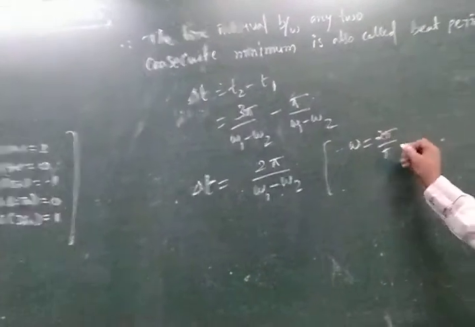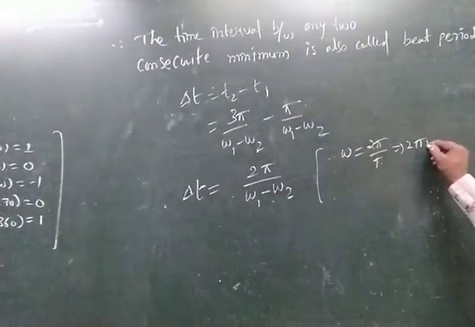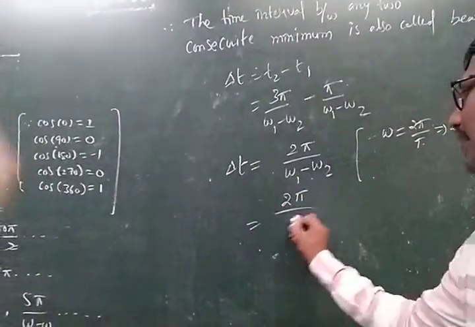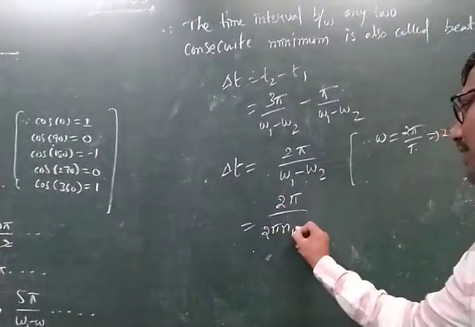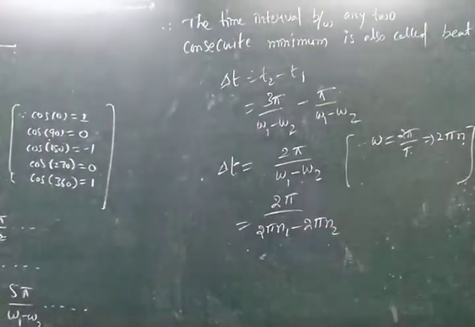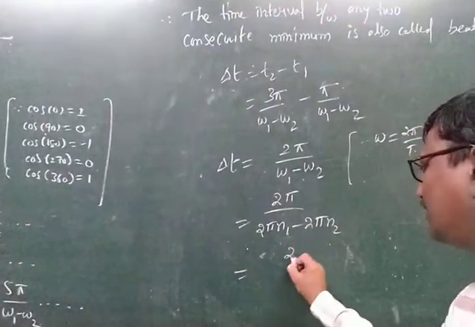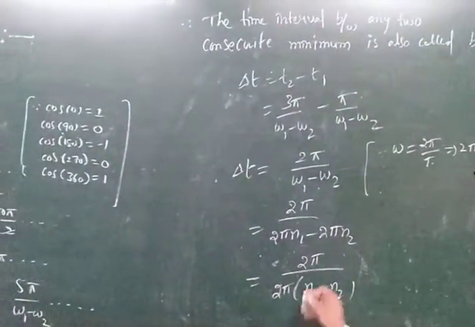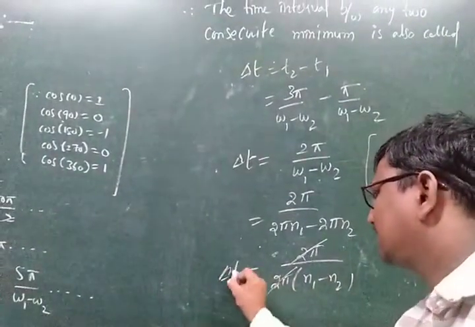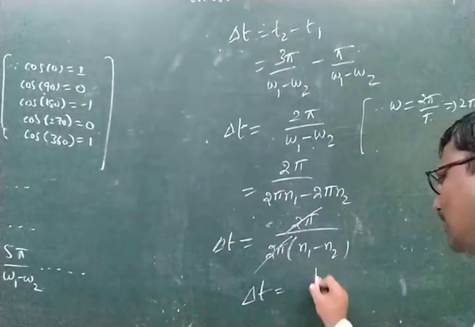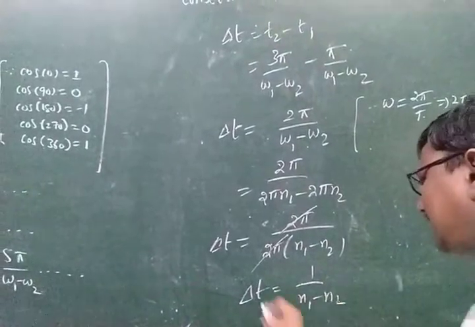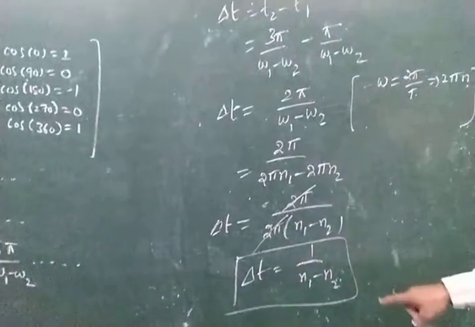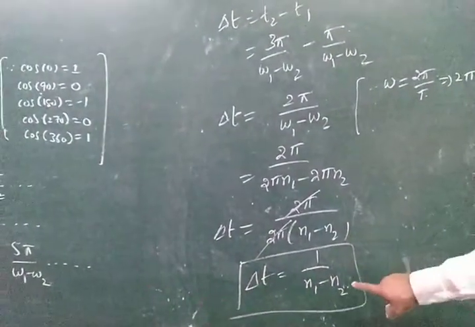The 1 by t is called the frequency. We can write omega as 2 pi into n. So 2 pi by (2 pi into N1 minus 2 pi into N2). Taking 2 pi common, the 2 pi gets cancelled. This delta t is equal to 1 by (N1 minus N2). That is the time interval between any two consecutive minima.